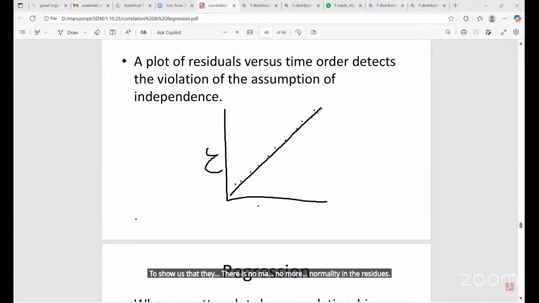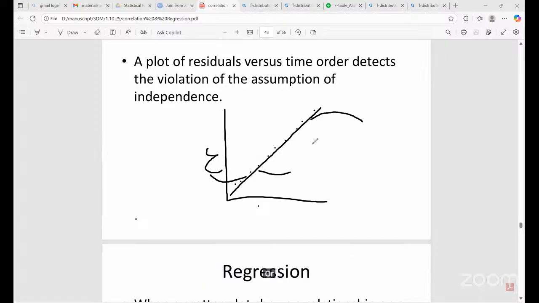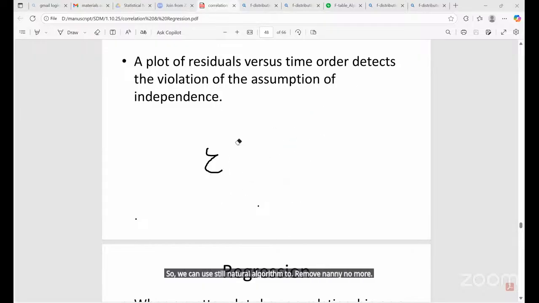In case you get the residuals deviating from this line like this, or going up like this, or even coming down here or up, then the residuals are not normally distributed. So we can still use natural logarithm to remove non-normal residuals. Okay.